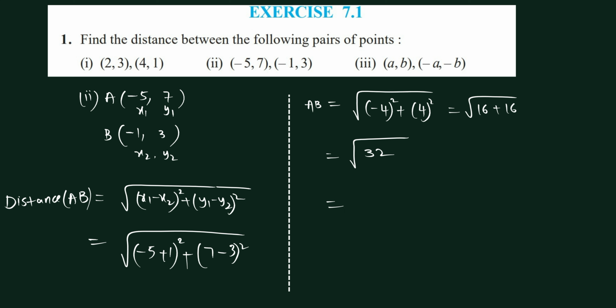So how can we split this 32? 4 8s are 32. Right? 4 into 4 into 2. Can I write it like this? 16 into 2. Otherwise, you write 16 into 2.